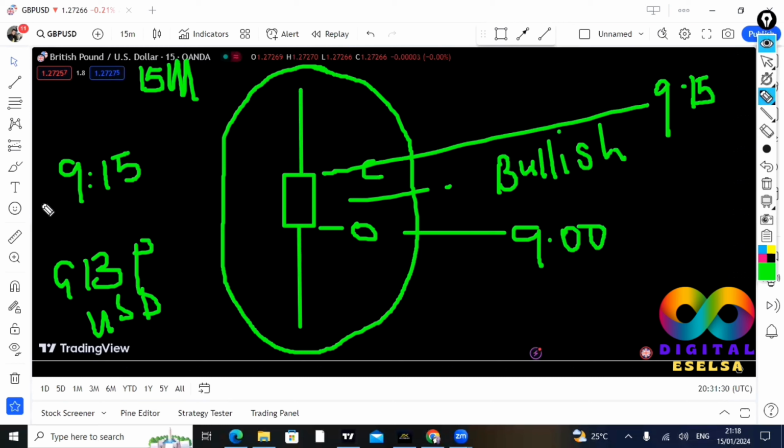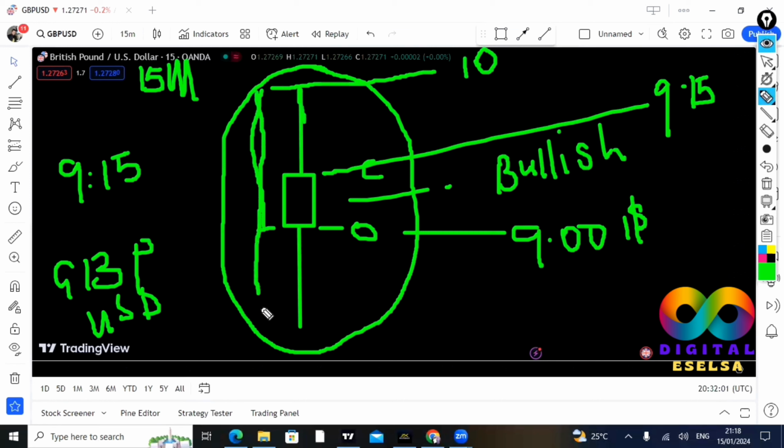So what it means is that within these 15 minutes, the market opened here. Buyers kept on pushing the market up, and this was how far buyers were able to push the market. Buyers pushed the market from, let me say, $1 price to something like $10, but the market was not able to close at $10 price. Sellers came again and started pushing the market down, and this is how low sellers were able to push the market.